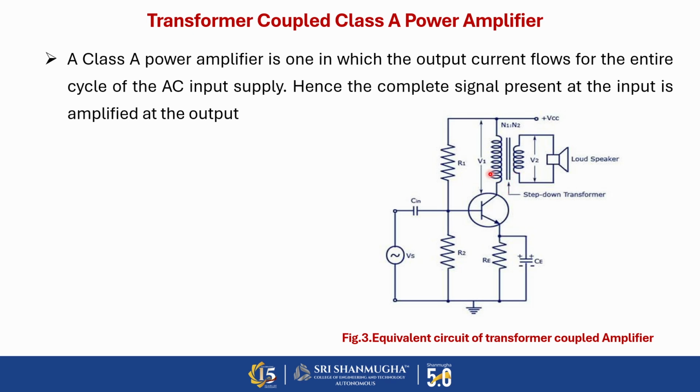In order to achieve the complete amplification process, we need to maintain the operating point at the center of the load line. In the previous slide I discussed the waveform representation, and the same waveform representation applies to the transformer coupled class A power type. The operating point obviously varies when the signal is applied. The collector voltage varies in the opposite phase of the collector current, so based on the collector current the output level varies. Therefore, the variation of the collector voltage appears across the primary of the transformer.